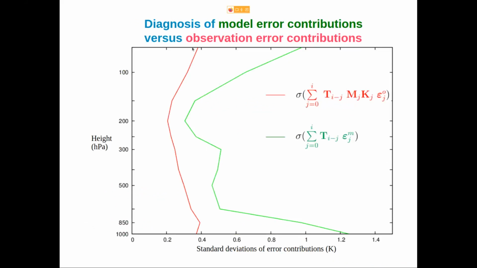And so this is illustrated in terms of results. In red, we have observation error contributions, which indicate that the observation error contributions are significant, but they tend to be smaller than model error contributions, especially at low levels.